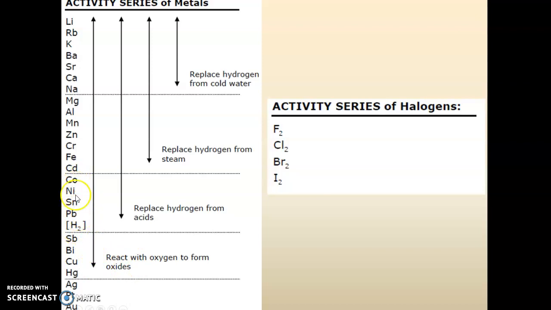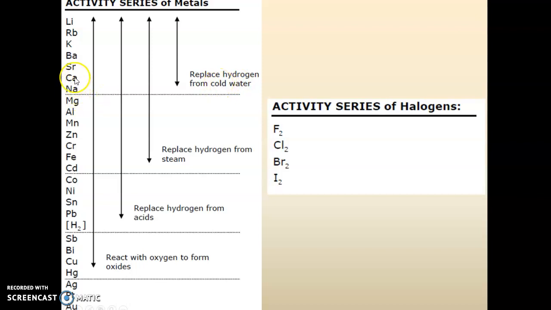Then once you get here, these metals, cobalt, nickel, tin, lead, will not only react with oxygen to form oxides, but they'll also replace hydrogen from acids, so they're a little more reactive than the ones below them. And then these metals are even more reactive. They'll replace hydrogen from steam and replace hydrogen from acids and react with oxygen to form oxides. And then these are even more reactive, so they'll replace hydrogen from cold water.